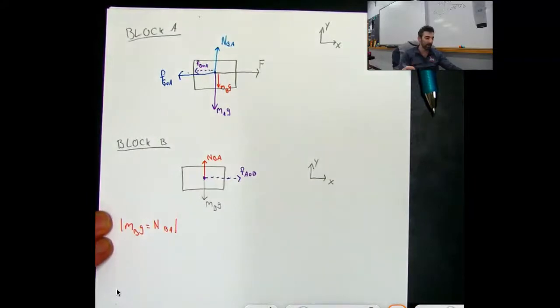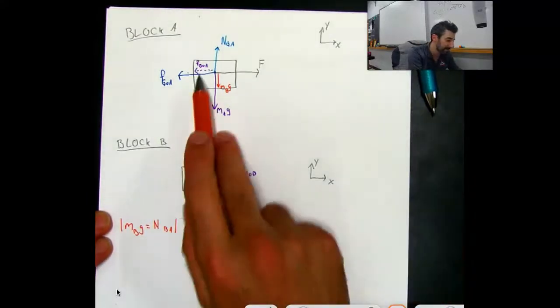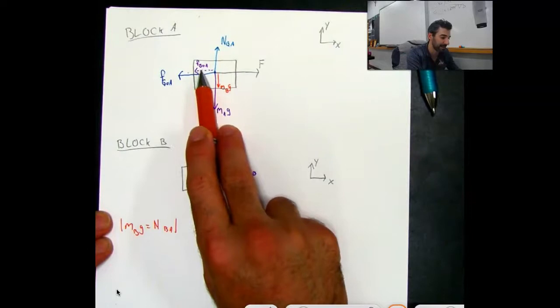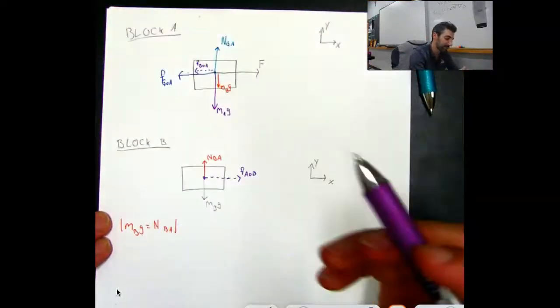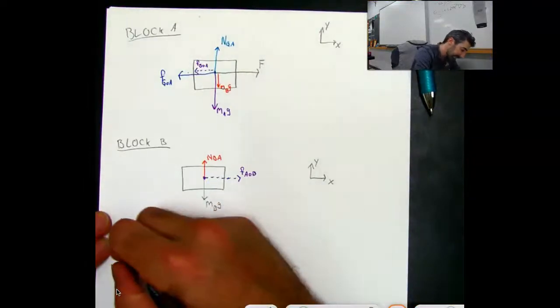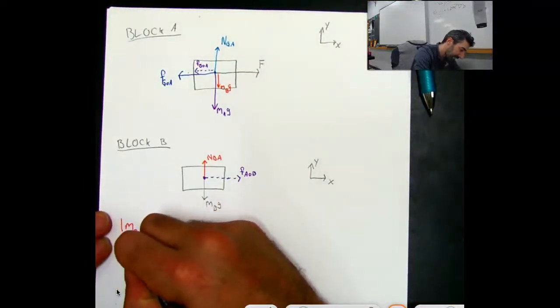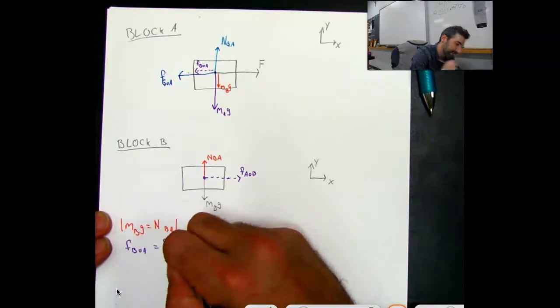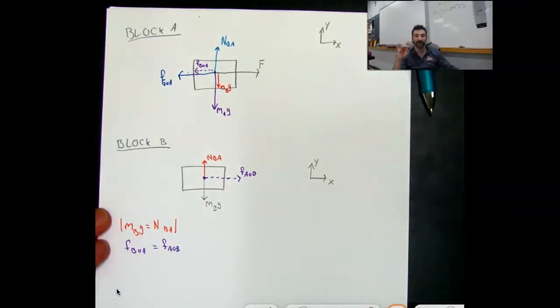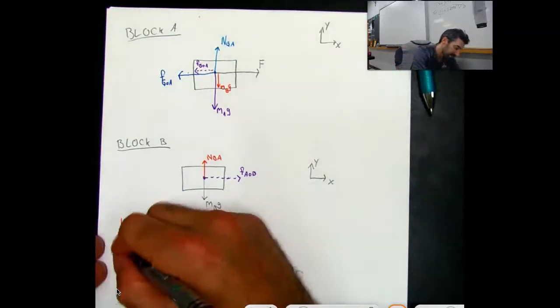And then I also know action-reaction, my dotted, F friction of B on A, friction of A on B. Those are also my action-reaction pairs. So I'm going to say F B on A is equal to F A on B. All right, so now where are we going here? Now we have all of our magnitudes, sorry.